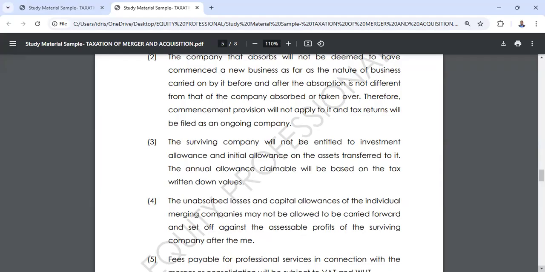A can only claim annual allowance based on the remaining tax written down value life. They cannot claim initial allowance.